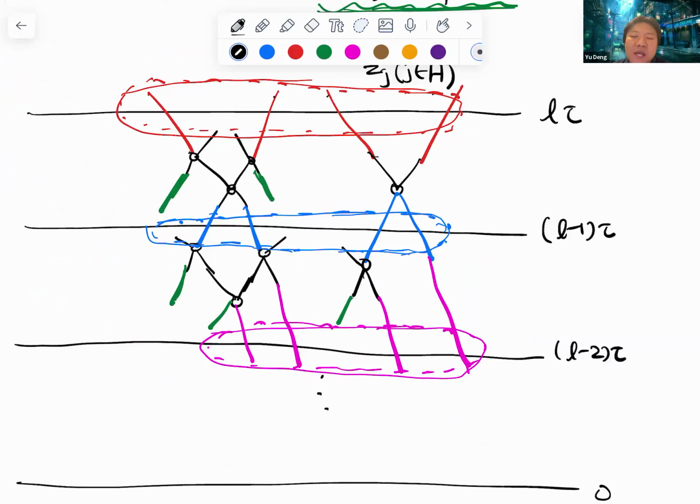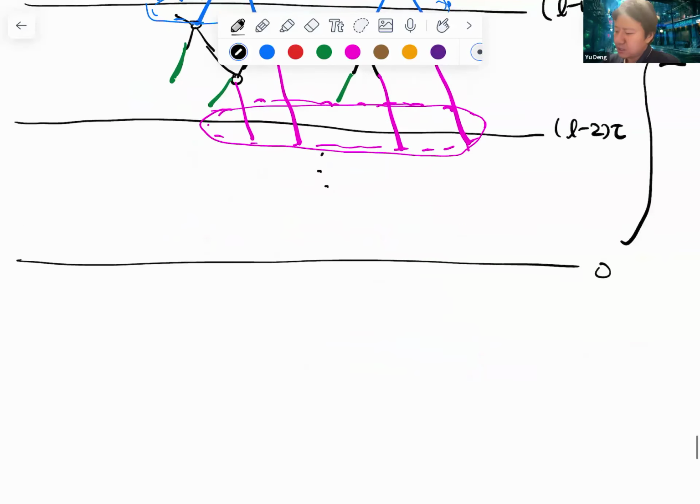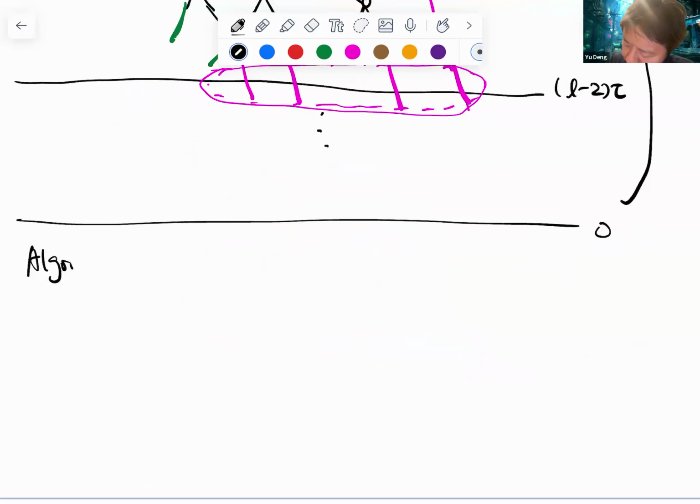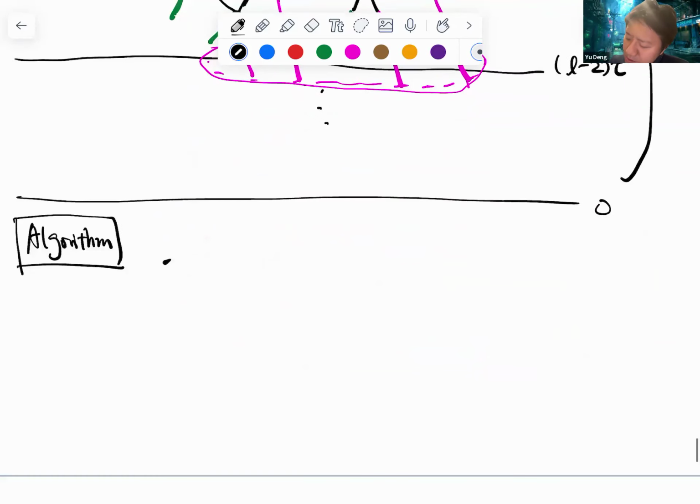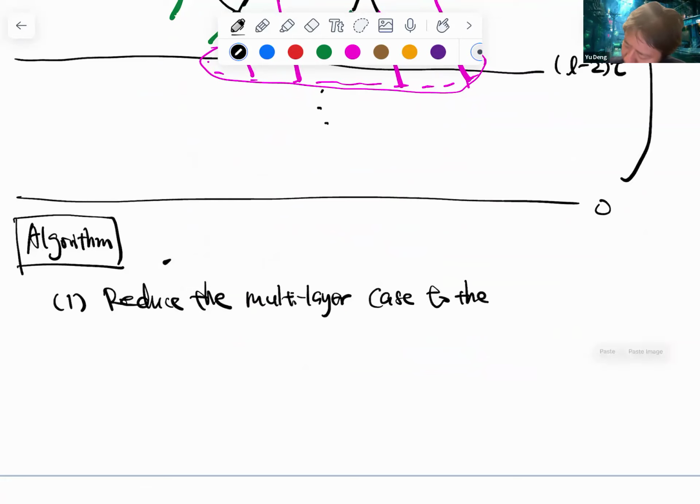And then there is actually a 2-step process. The first step is we're going to reduce the case of multi-layers. There are a total of L layers, and in principle, many layers. We reduce to the case where we only have 2 layers. So for the algorithm, first, reduce. How to do this? Basically, we do the following.